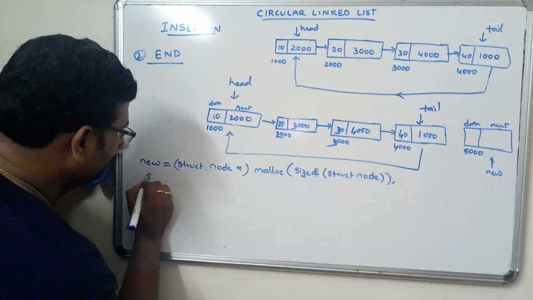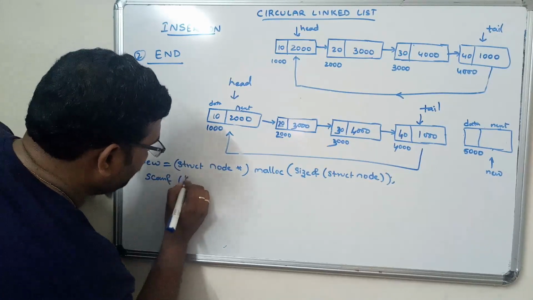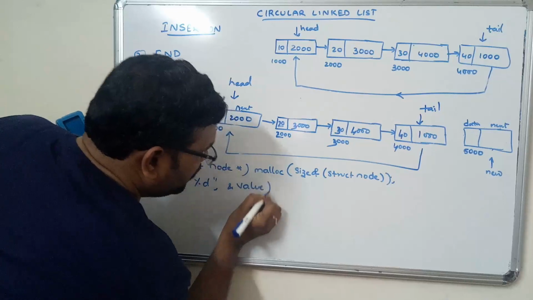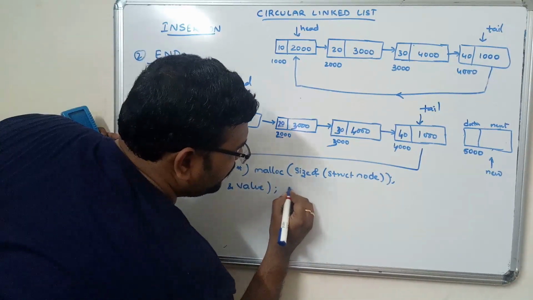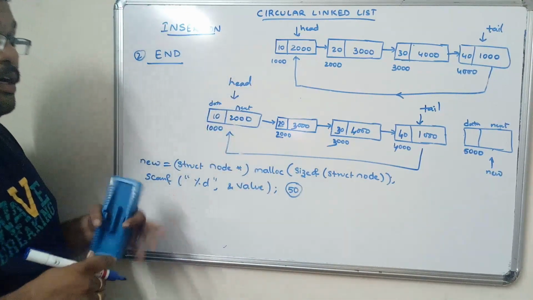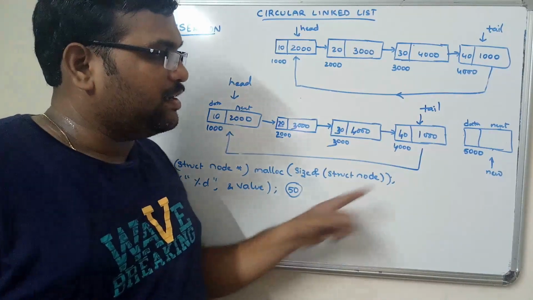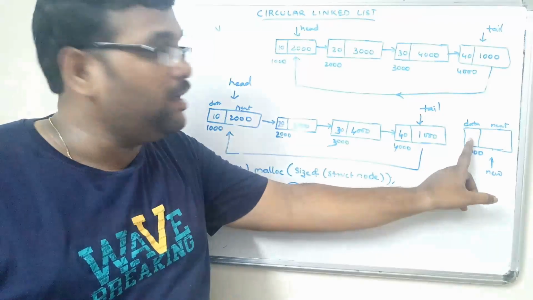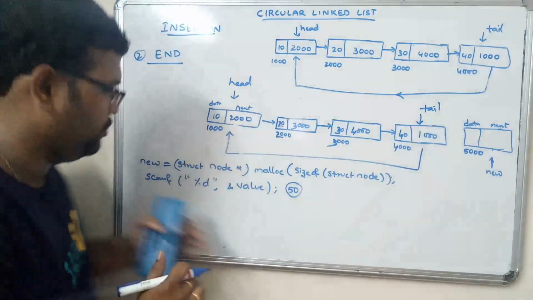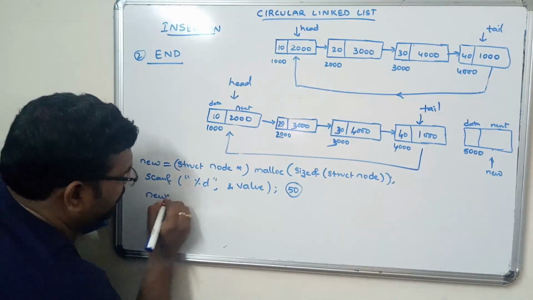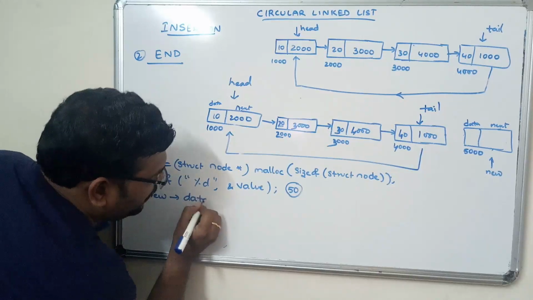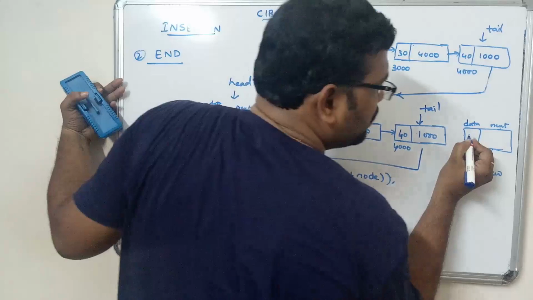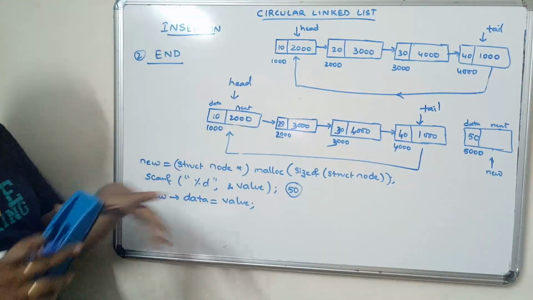Now we have to read the value, scanf %d ampersand value. Let it be 50. So where this 50 should be placed? Here itself. What is the variable here? New of data. So new of data is equal to value. So automatically the 50 will be placed here.